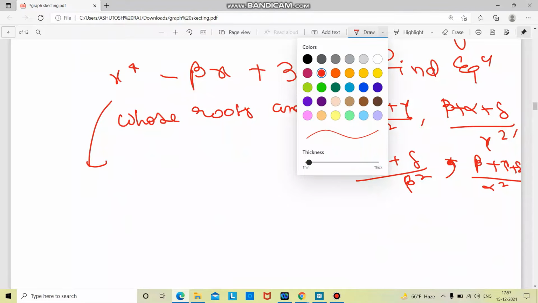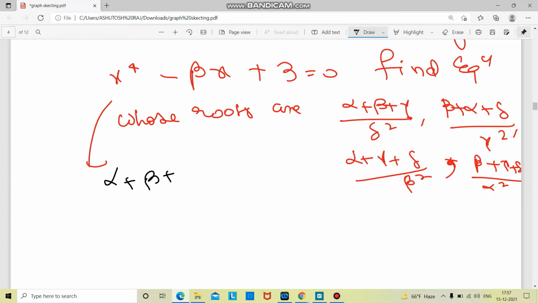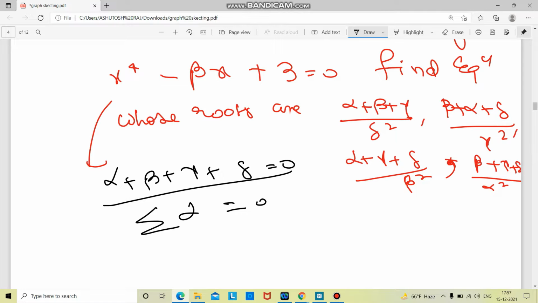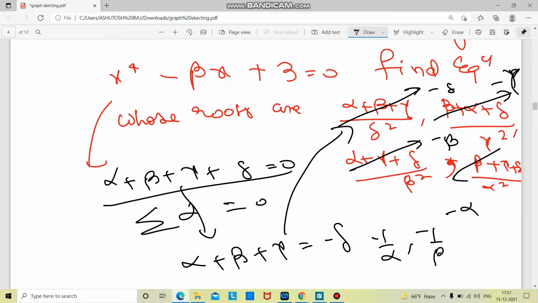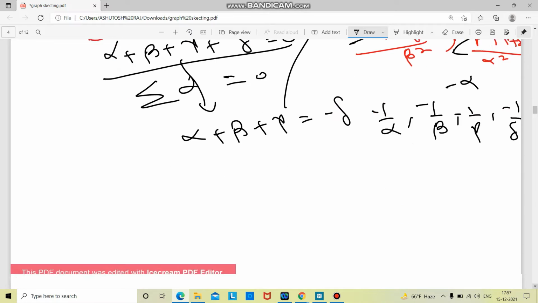Now we have to solve this question. From this equation, we get the fact that alpha plus beta plus gamma plus delta is equal to 0, or we can say sigma alpha is 0. So beta plus gamma plus delta is equal to minus alpha. From here we can conclude that alpha plus beta plus gamma is minus delta. The other three equations can be derived similarly. So here we can replace this by minus delta, this by minus gamma, this by minus beta, and this by minus alpha. So we will get the 4 roots as minus 1 by alpha, minus 1 by beta, minus 1 by gamma, minus 1 by delta.